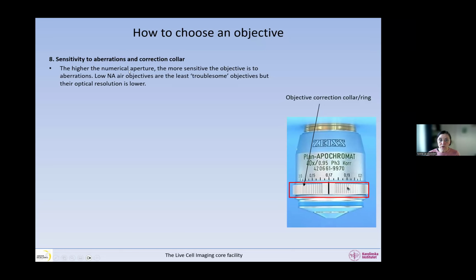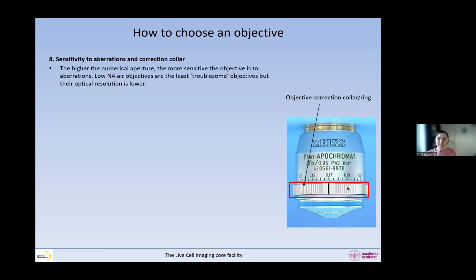The higher the numerical aperture, the more sensitive the objective is to aberrations. And very often, this is the reason why there is a ring. Objectives with a ring are very sensitive to aberrations, and therefore the manufacturers add the ring for you to adjust to the imaging conditions that you have.